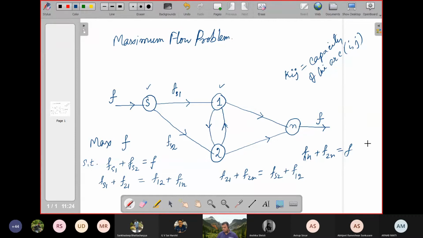Okay, so these are flow conservation constraints. Objective is there. Any other constraint?